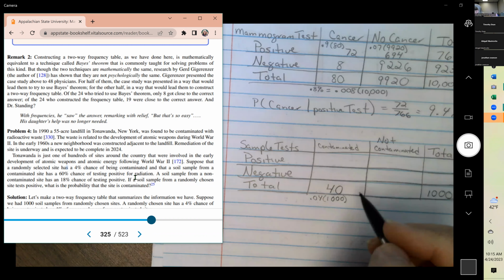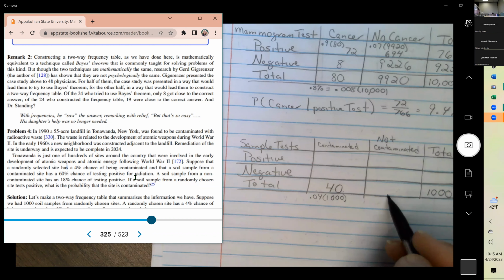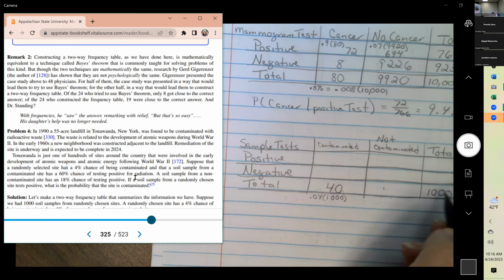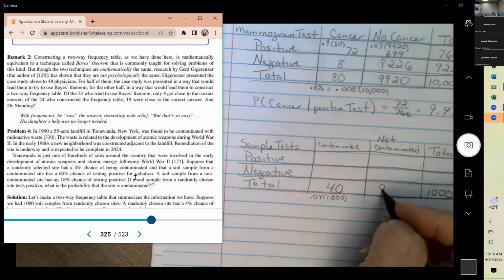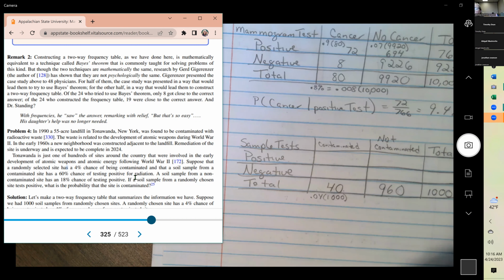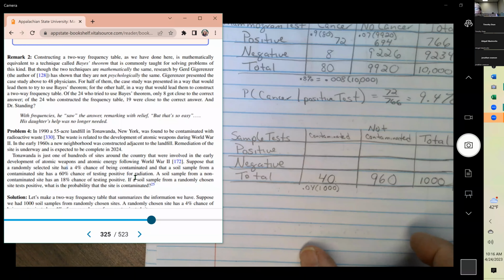So if this is 40, how many are not contaminated? Anyone? 960. Yep. 1,000 minus the 40, 960. Check the next one.